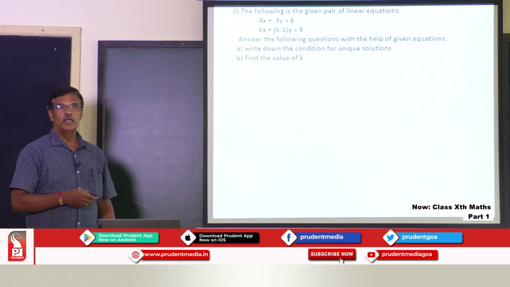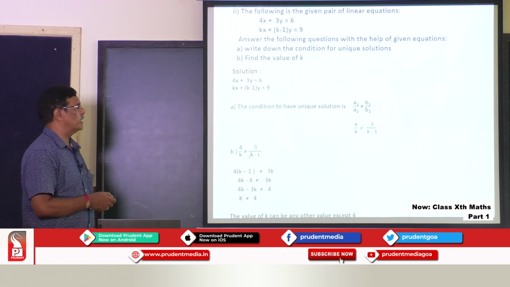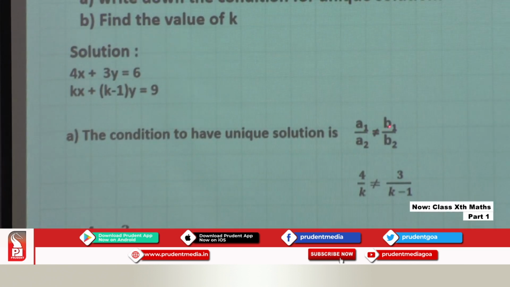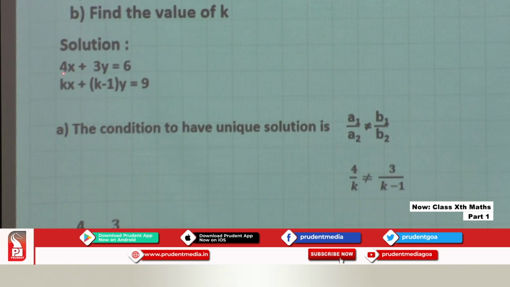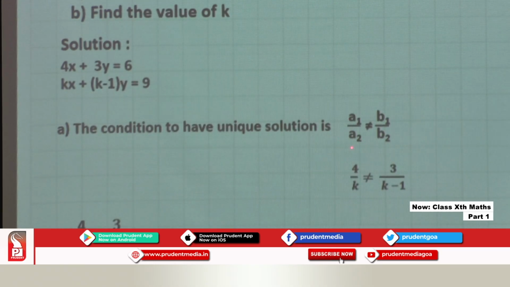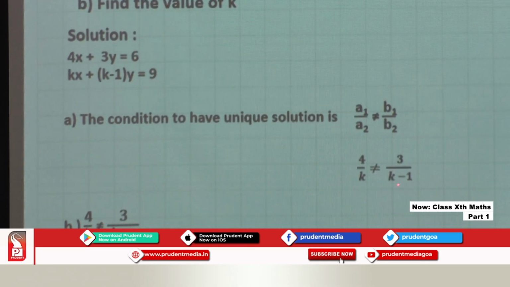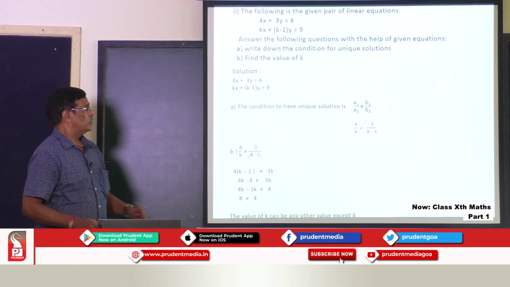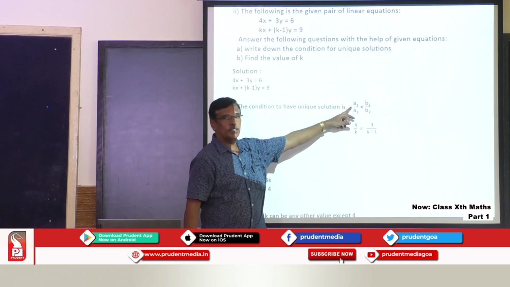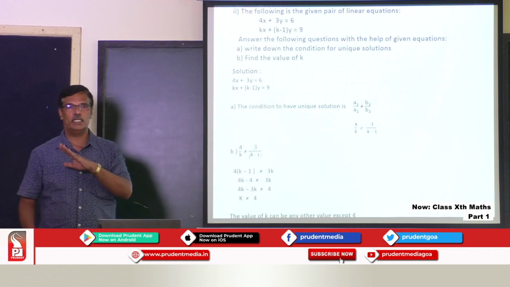What is the condition for unique solution? The condition for unique solution is A1 upon A2 not equal to B1 upon B2. The values of A1 and A2 are 4 and k. So A1 upon A2 is 4 upon k not equal to B1 upon B2. B1 is 3, B2 is k minus 1. Once we make an entry here, each of these two steps carries half a mark, so both steps carry 1 mark.